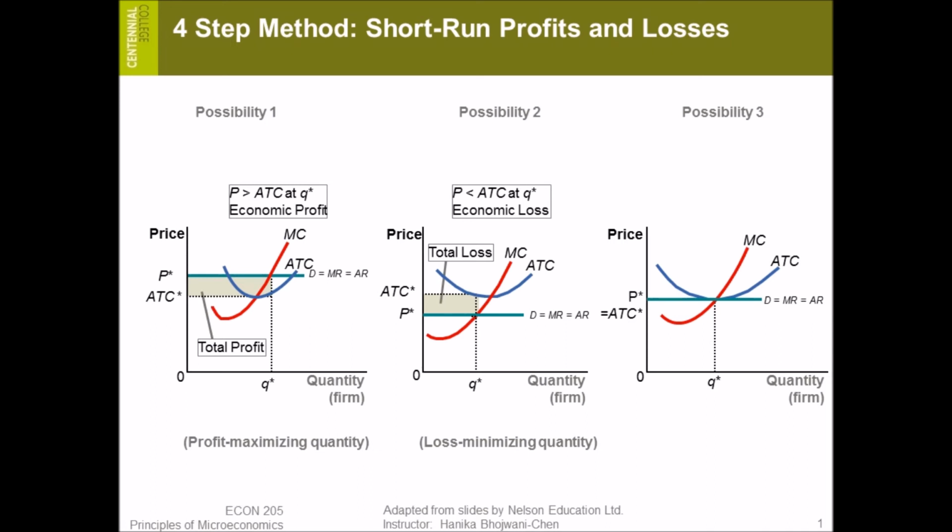So step 4 is to find out whether there is economic profit, economic loss, or break even. In this instance, total revenue is equal to total cost. Therefore, it is break even or zero economic profit. We can also notice that price is equal to average total cost at the optimal level of output Q star, and therefore it is break even as well.